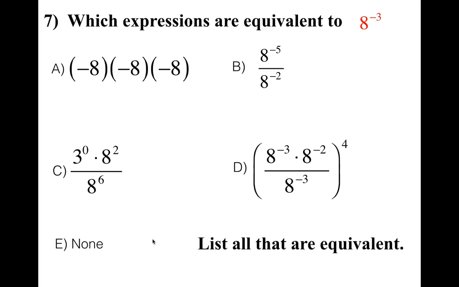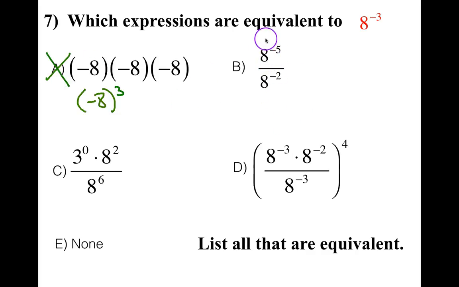Okay, so let's see how well we did. A, well, first of all, this is negative 8 rewritten 3 times, so this would be negative 8 cubed. Is that the same as 8 to the negative 3rd power? No. Be very careful. Some students are just going to recognize negatives and see that, oh, there's an 8 and a 3. But it really does make a difference. This is 8 raised to the negative 3rd power, and this is negative 8 raised to the 3rd power. Two totally different things. So A is not equivalent.